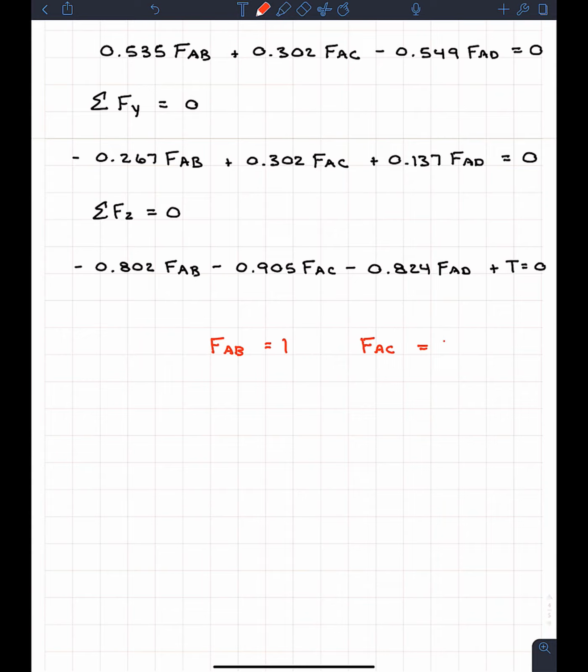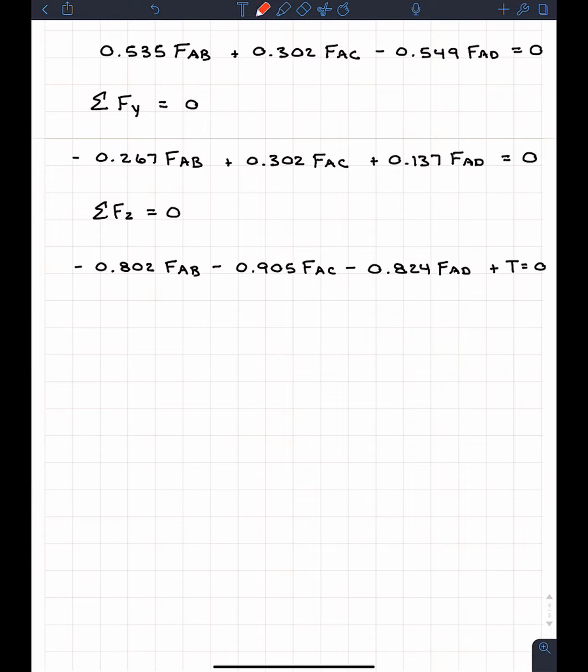If I were to increase FAB to 3, so I multiplied it by 3, that would mean FAC increases proportionally as well. So all I'm going to have to do is multiply this one by 3, and I'm going to get 9. So that's what it means to be proportional. All the forces will be related to each other in some way, in the fact that they're all proportional. That's what we're going to use to solve this, because if we assume one of the forces is 1, we can find out the rest of the forces.